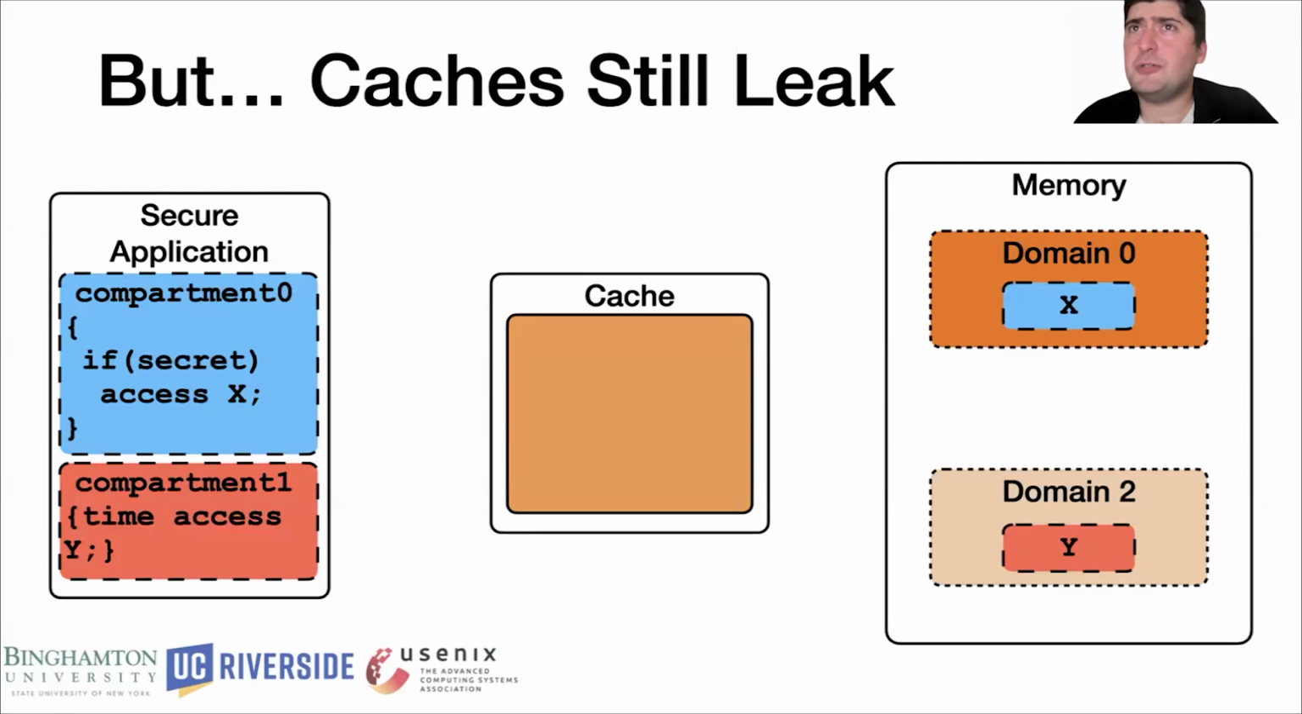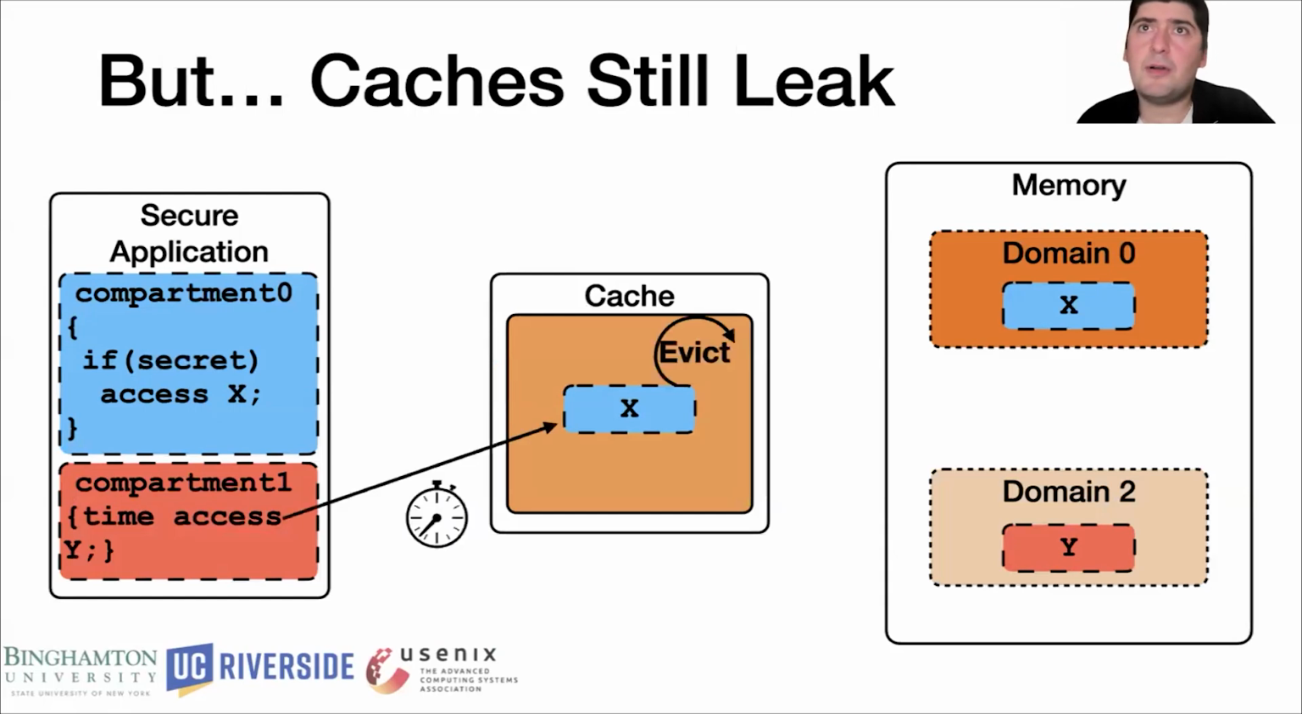However, a major issue lies in the hardware. CPU caches don't enforce domain boundaries as the memory does, opening the door to side channel attacks. For example, compartment 0 might access secret-dependent data X. Compartment 1 then can access data Y that collides with X in the cache space and use timing to infer the secret's value.